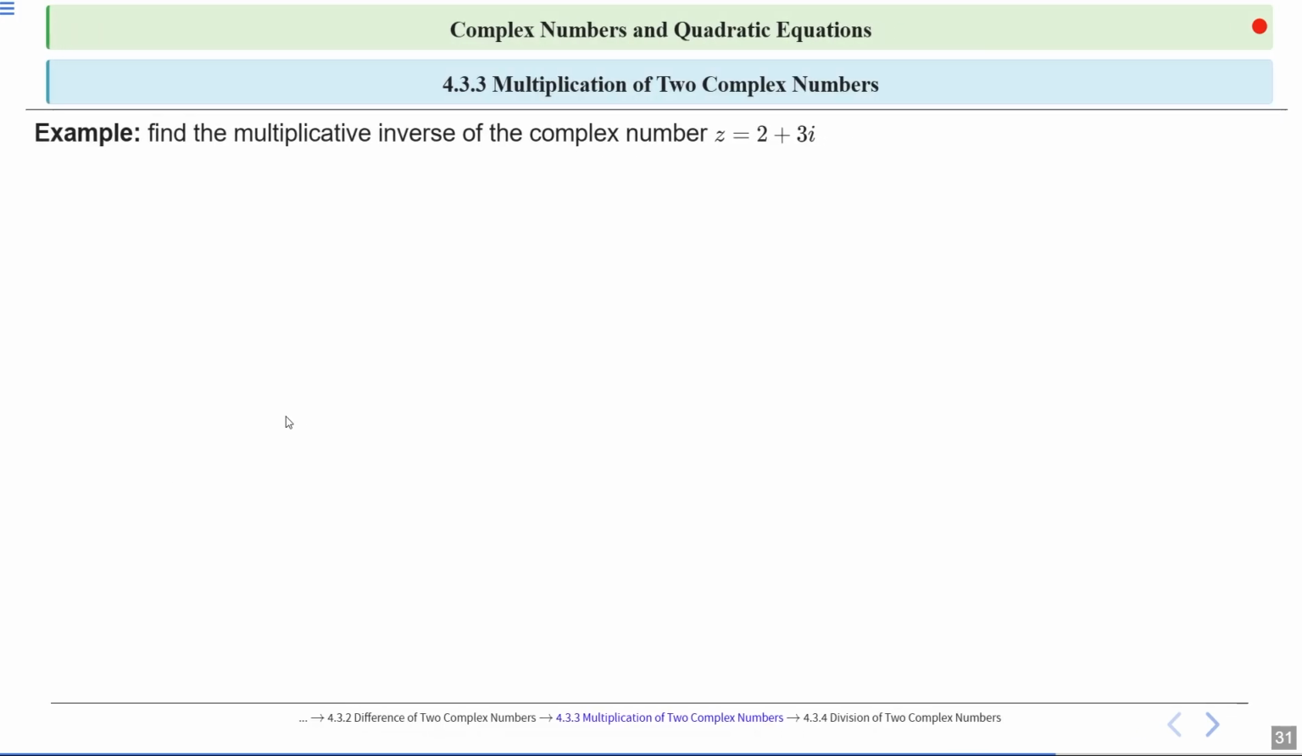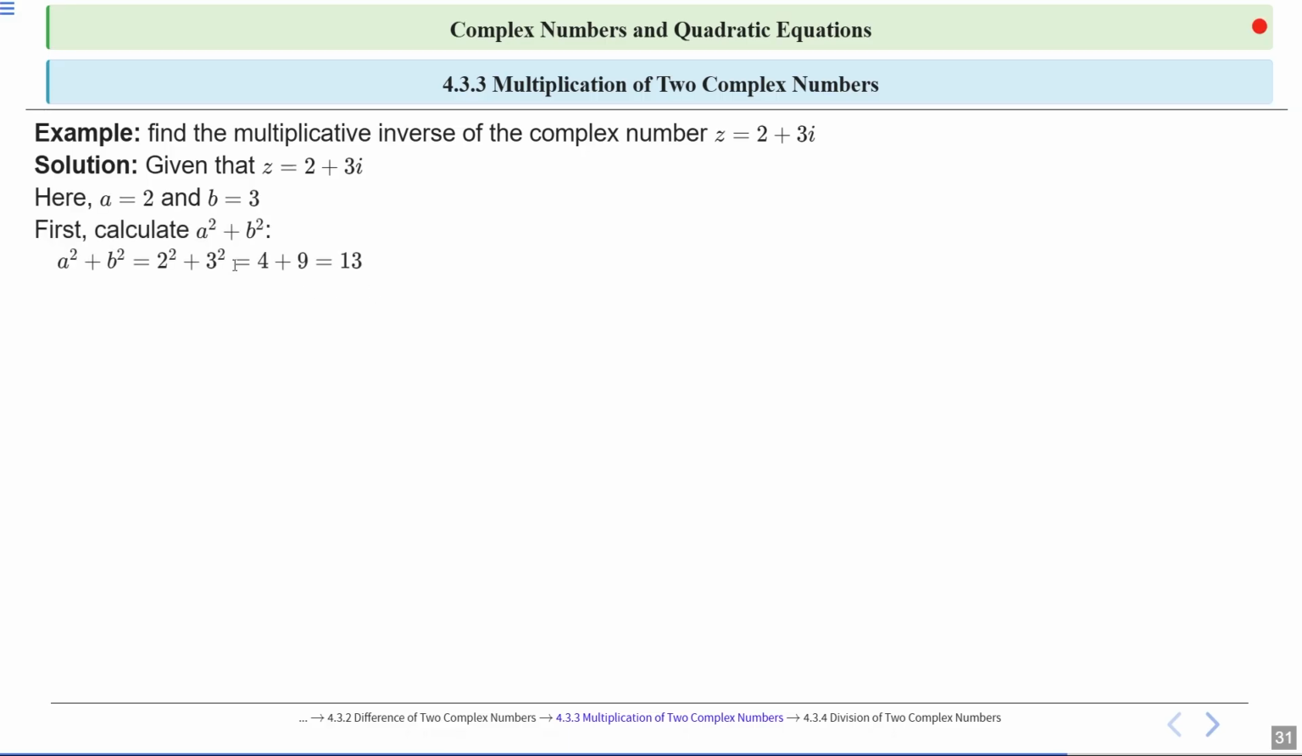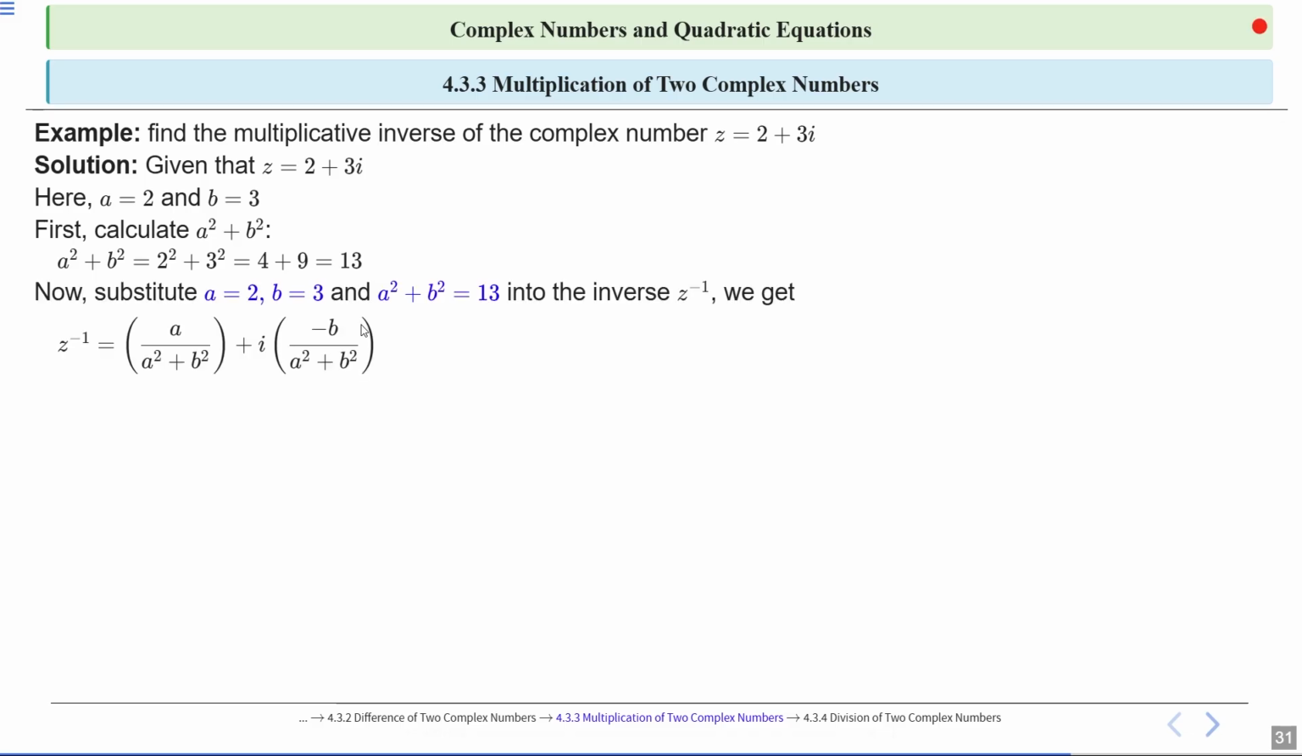Now let's look at an example involving complex numbers. Here in this example, we have to find the multiplicative inverse of the complex number z equals 2 plus 3 iota. Given that z equals 2 plus 3 iota, here a equals 2 and b equals 3. First calculate a square plus b square. So a square plus b square equals 2 square plus 3 square equals 4 plus 9 equals 13. Now substitute a equals 2 and b equals 3, and a square plus b square equals 13, into the inverse of z.